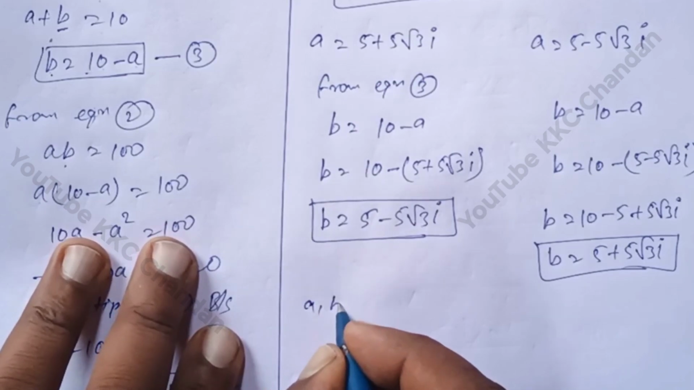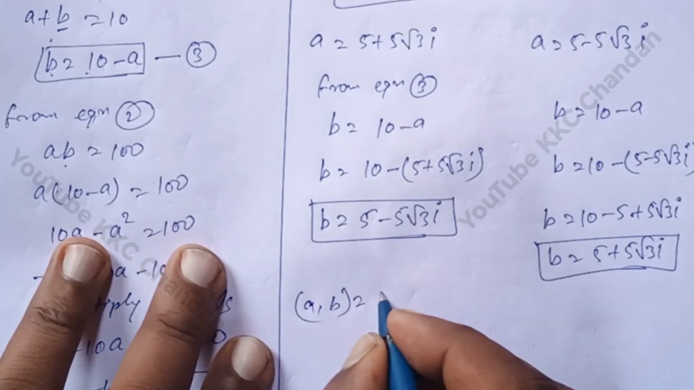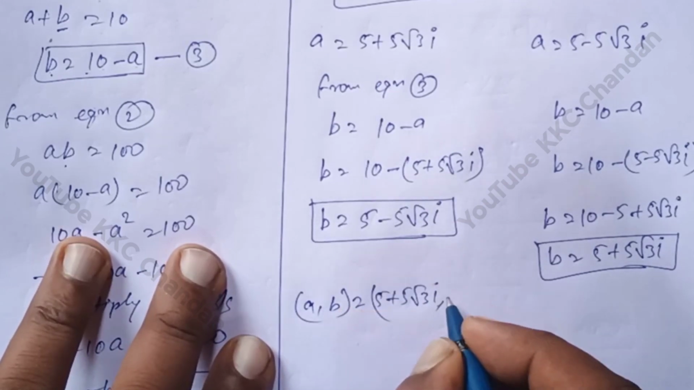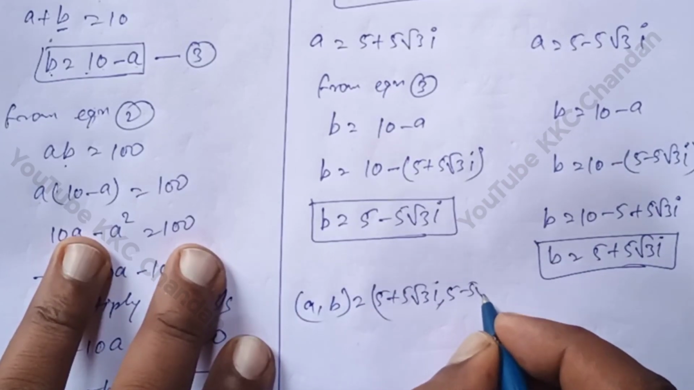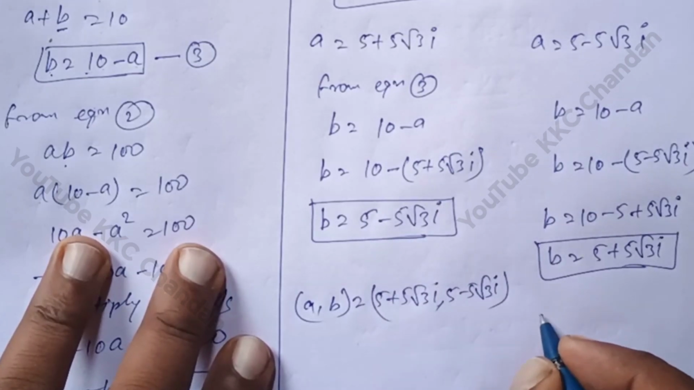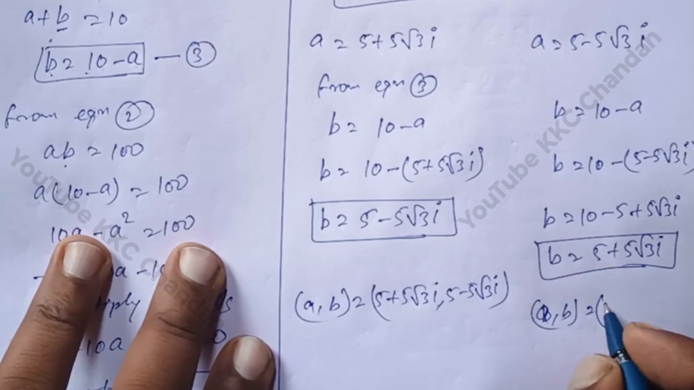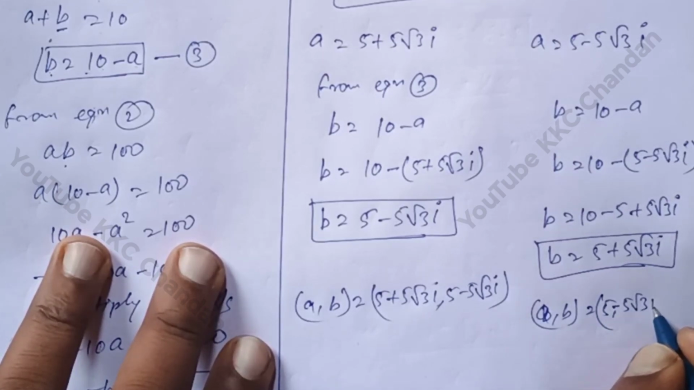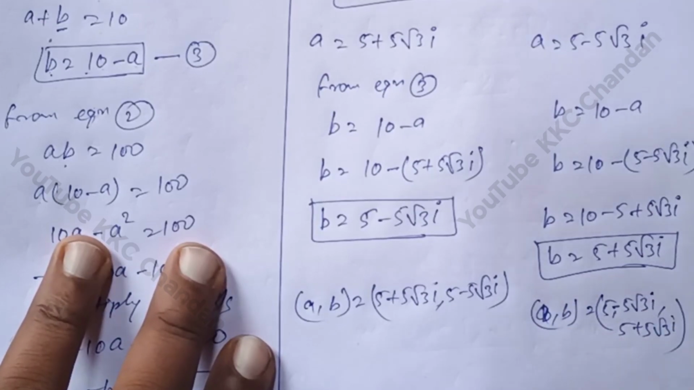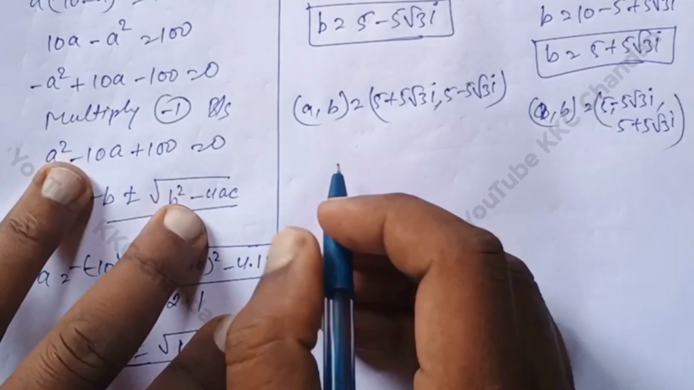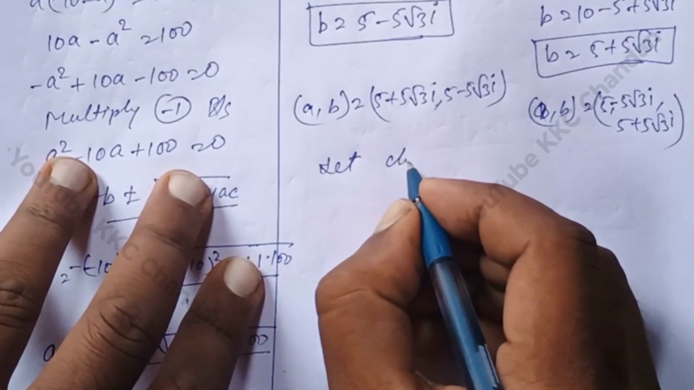Therefore, a comma b value is that a value 5 plus 5 root 3 i, b value 5 minus 5 root 3 i. Here a value comma b value is that a value 5 minus 5 root 3 i, b value 5 plus 5 root 3 i. This is the final value of a and b. Let's check whether this value is correct or not. Let's check.